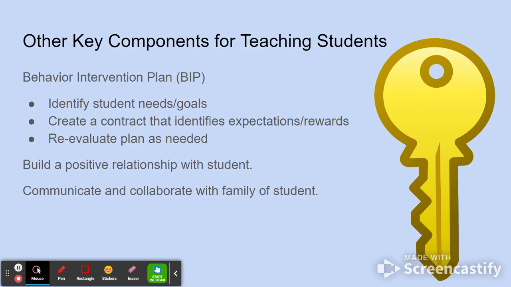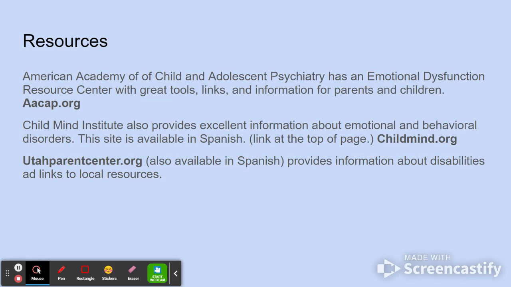It's also crucial to have a positive relationship with the student. These kids need to know that they're cared about and in a safe environment with an adult they can trust, and to communicate and collaborate with family of the students so that what you're working on at school is being carried on at home. Resources for family: there's some great ones out there.